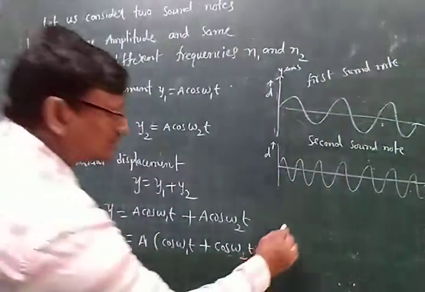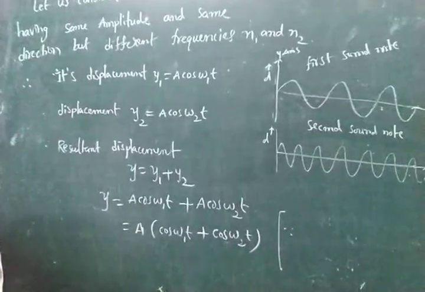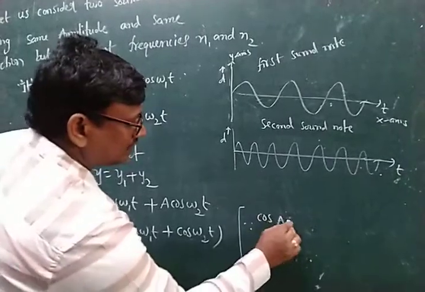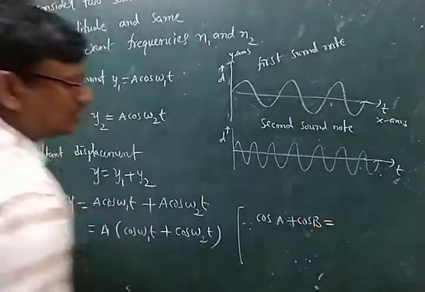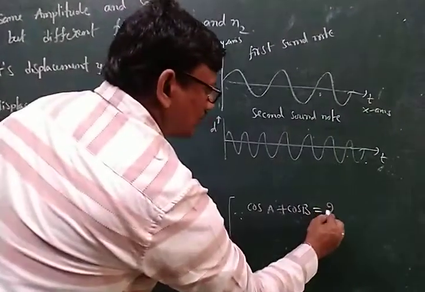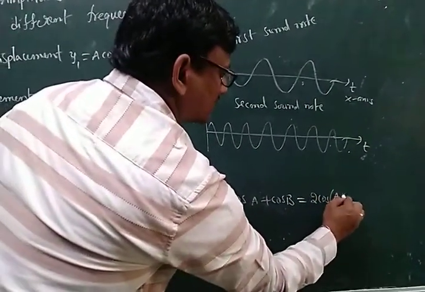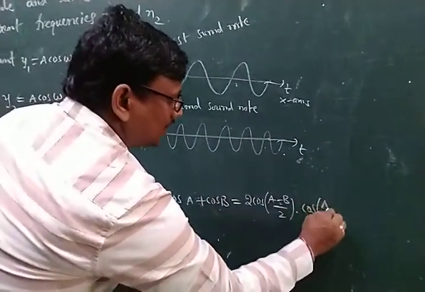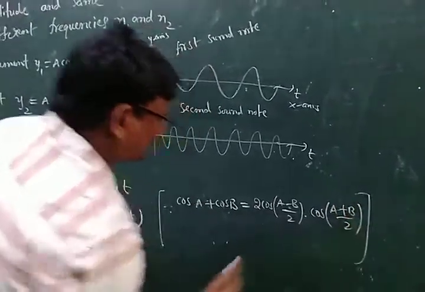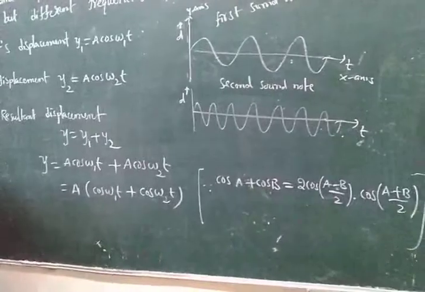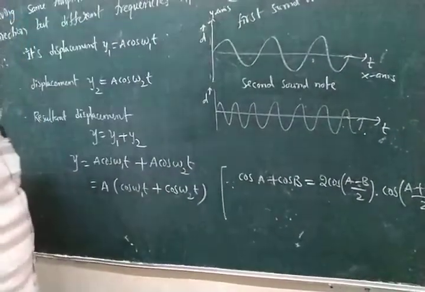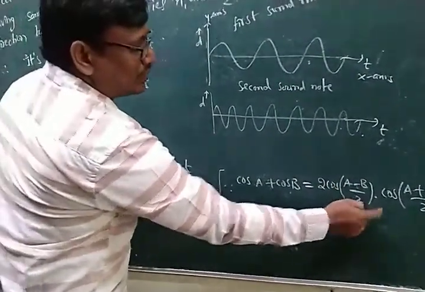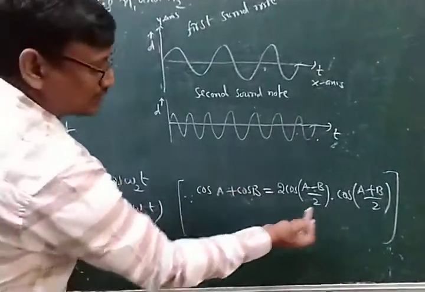We know one of the trigonometry formulas. Cos a plus cos b is equal to 2 cos of (a minus b) by 2 into cos of (a plus b) by 2. This is one of the trigonometry formulas. Cos a plus cos b is equal to 2 cos of (a minus b) by 2 into cos of (a plus b) by 2. This is the principle.